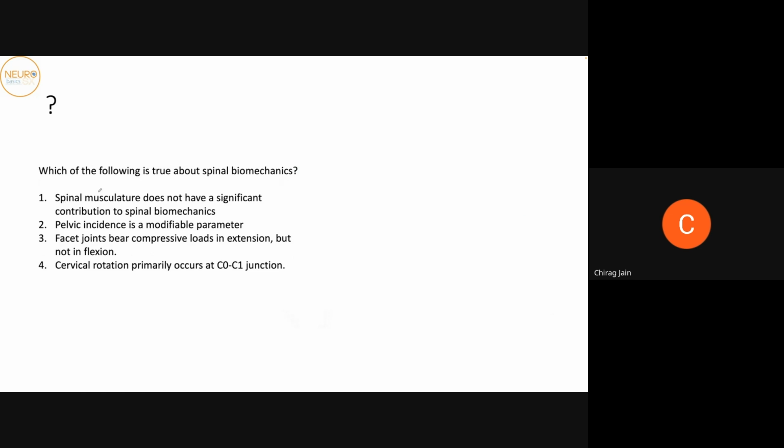Second, which of the following is true about spinal biomechanics? Spinal musculature does not have a significant contribution to spinal biomechanics. Pelvic incidence is a modifiable factor. Facet joints bear compressive loads in extension, but not in flexion. Cervical rotation primarily occurs at the C0-C1 junction. Yes, so facet joints bear compressive loads in extension, but they do not do so in flexion.